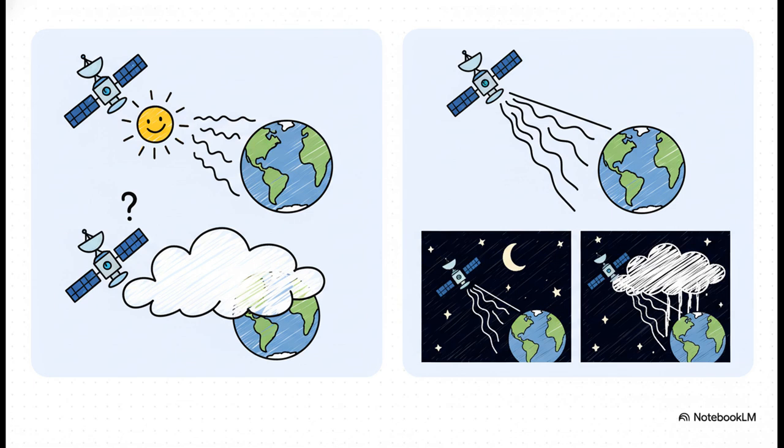An active sensor, on the other hand, is like a camera with a flash. It blasts out its own pulse of energy. Think of radar or LiDAR, and then it just measures what bounces back. And that is its superpower. Because it controls the light, it can see day or night, rain or shine, and often right through the clouds.